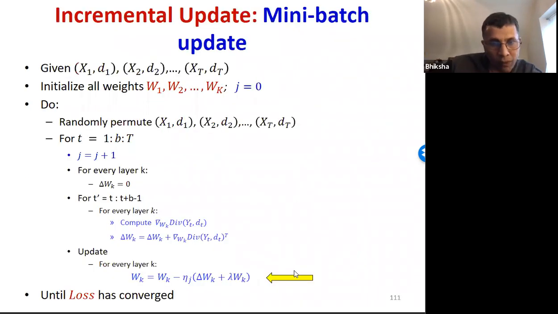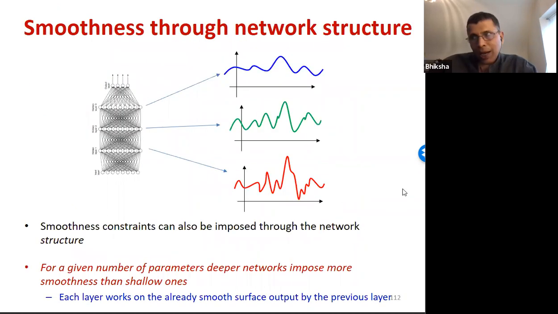Now there's one more final way. So this is just the pseudocode for how you do it. Let me skip that. So this is the last topic. There's one more final way in which you can actually smooth the network output. And this is through network structure. It turns out that we can get constraints from the structure of the network. For a given number of total parameters in the network, deeper networks impose more smoothness constraints than shallow ones.